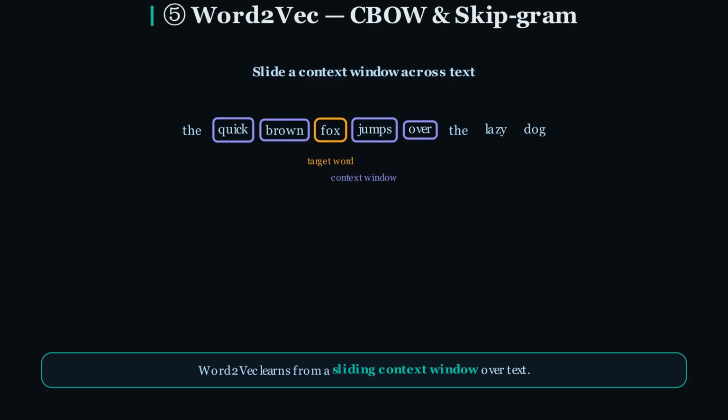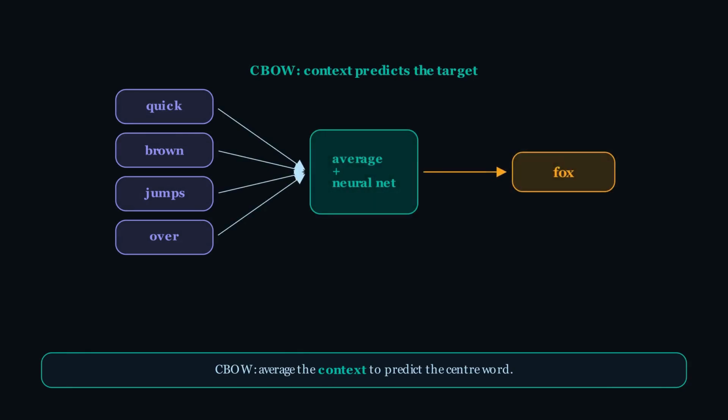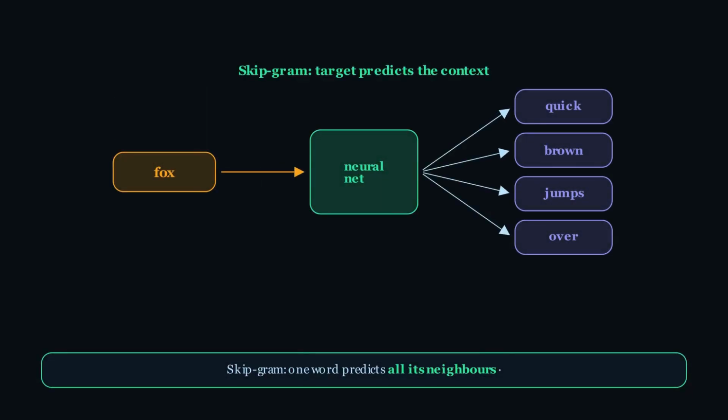Word2Vec learns entirely from a sliding window of nearby words. Here, fox is our target word, and quick, brown, jumps, over form its surrounding context. The continuous bag of words model, or CBOW, averages the vectors of all context words and uses that average to predict the target word, fox. It is fast, and works well for frequent words. Skipgram flips the direction. It takes the single target word, fox, and tries to predict each surrounding context word independently. It needs more training examples per sentence, but produces noticeably better embeddings for rare words.